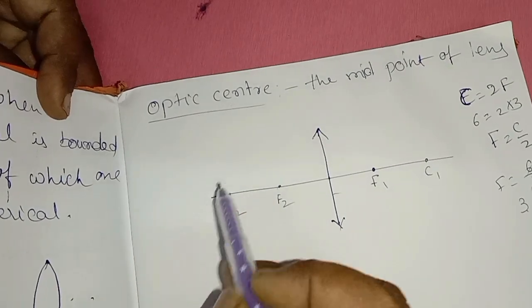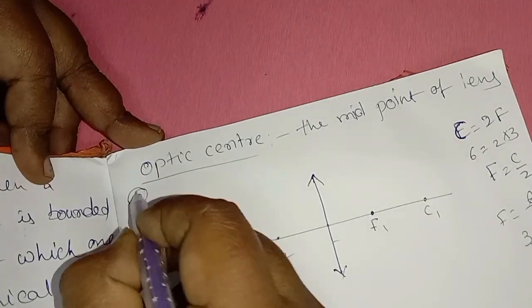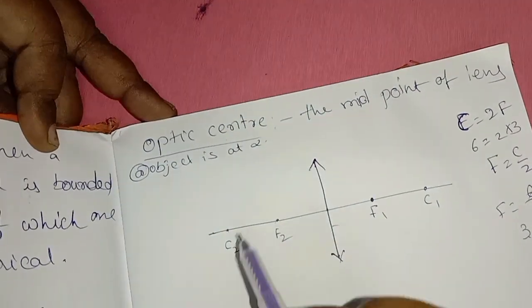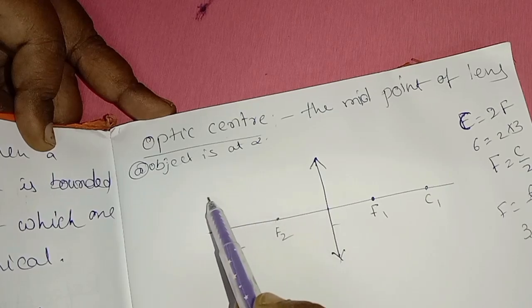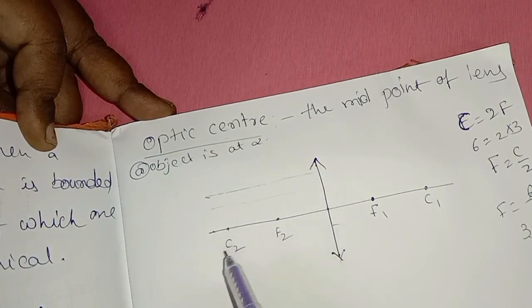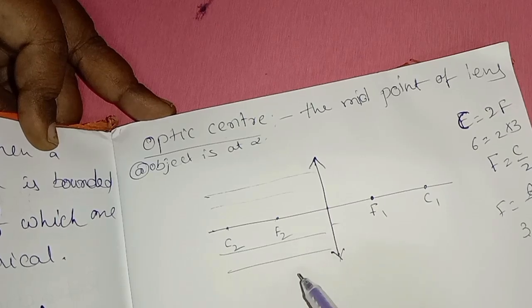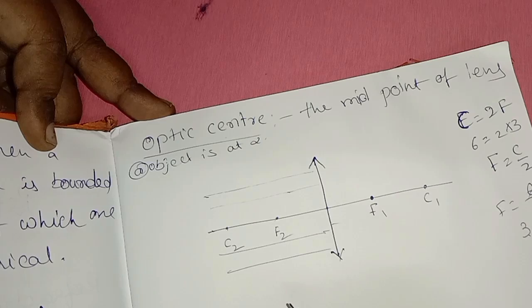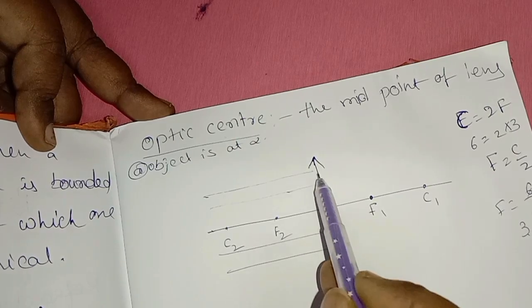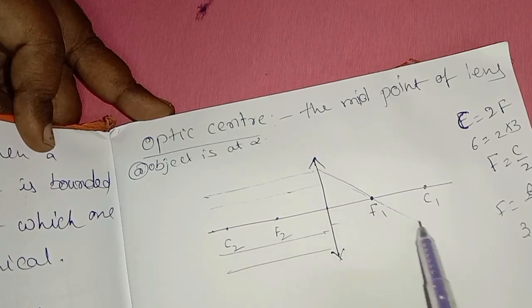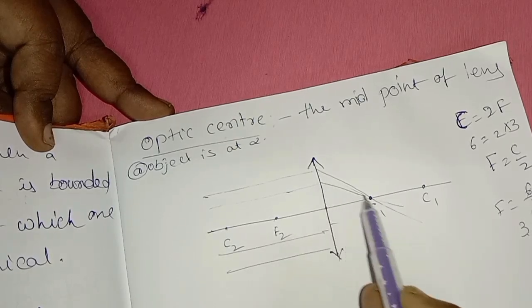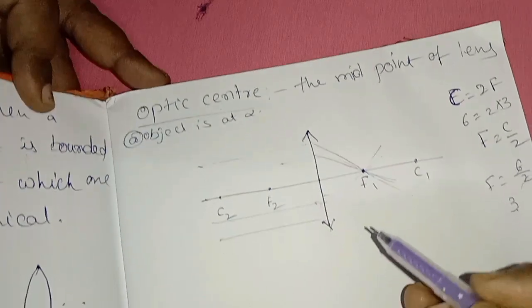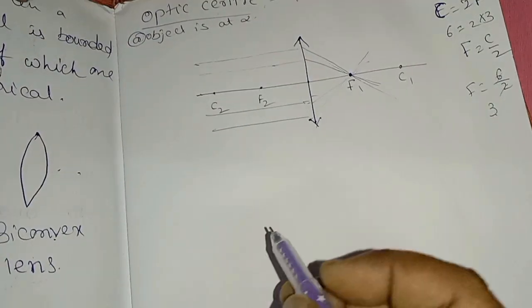Right? So when the object is at infinity, all the light rays coming from the object are parallel to the principal axis. Right? Any light ray passing parallel through the convex lens refracts through the focus. This is similar to our ray diagrams that we discussed in lesson 1. Right?